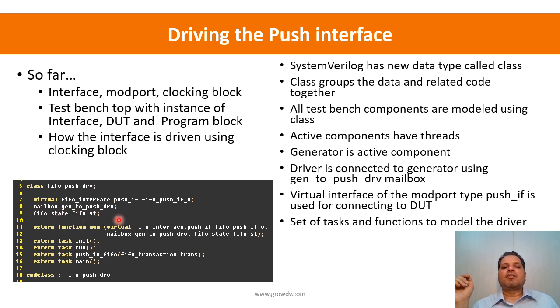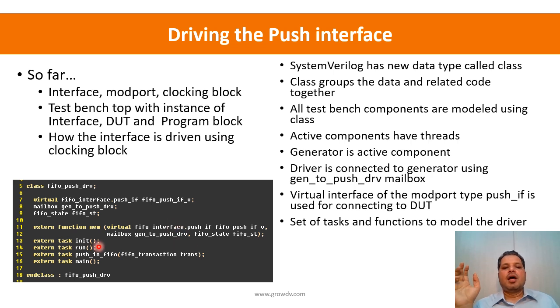We will talk a little bit further as to what this class does. Every class will have something called a constructor, which is always referred to with the function new, right? To this we are passing the virtual interface, the mailbox that we intend to connect, and the FIFO state. This new gets invoked whenever I create an instance of this class, right? Now, where do we instance the FIFO push driver, and from where are we passing these parameters? We will look at it further in the next few slides.